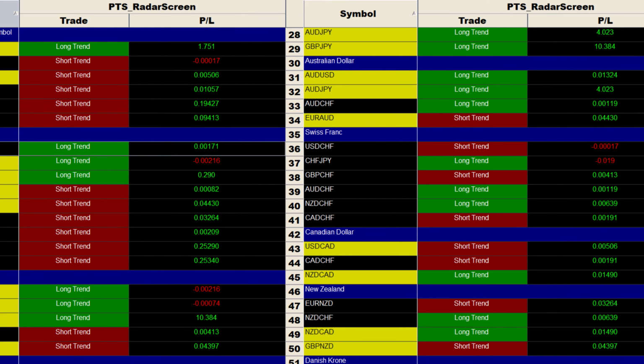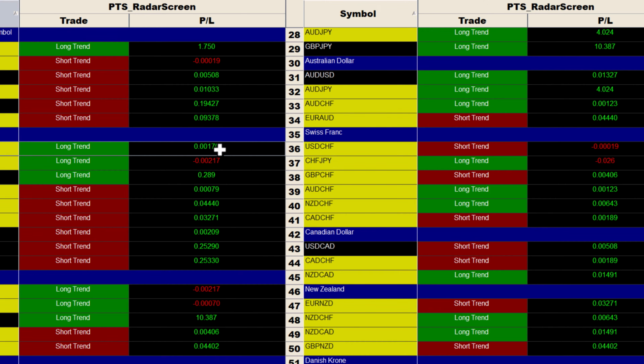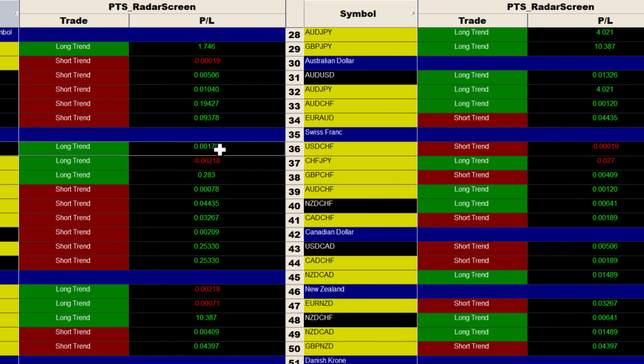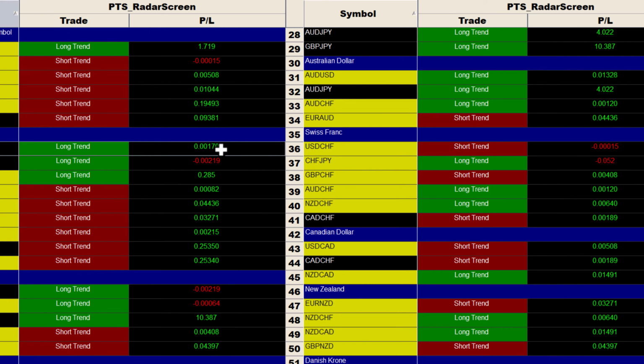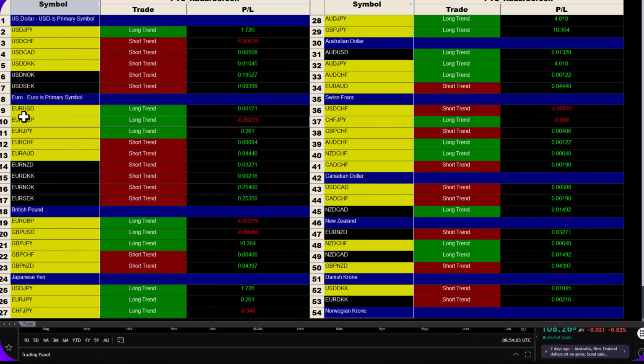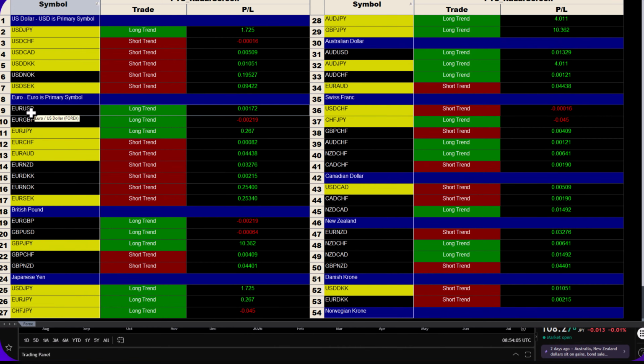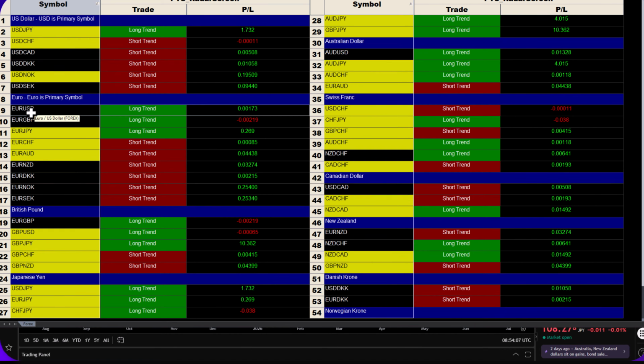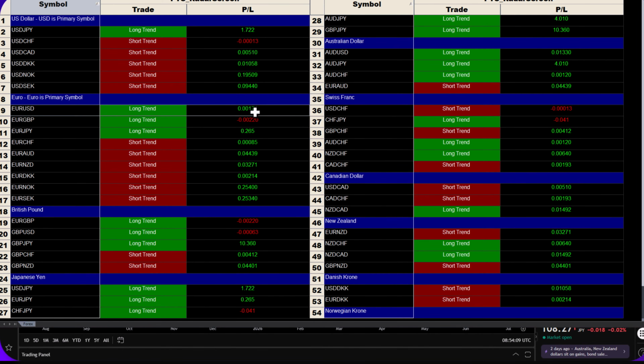Like the Euro Dollar here, 17 pips. It's just starting a new move, really. So it's just starting the actual trend. And so you want to be looking at this thinking, okay, this might have signaled a long trend yesterday. We want to be getting long. It's at the start of the trend, okay?